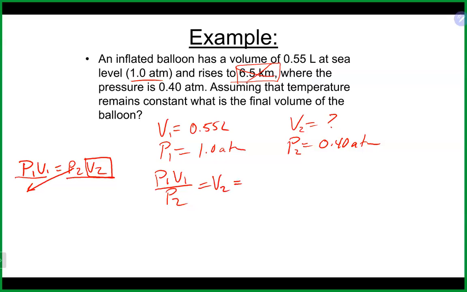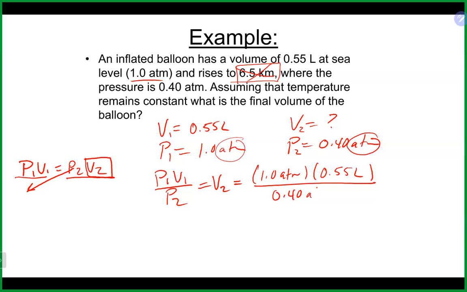Now we want to put in our numbers. The only thing we have to worry about here is our units, and we are good. Both of our pressures are in the same unit. Once again, if they are different units, you do have to do a conversion to get them to the same. Here we're going to put everybody in the right spot. That's going to be 1 atmosphere up on top, times 0.55 liters, divided by 0.4 atmospheres.